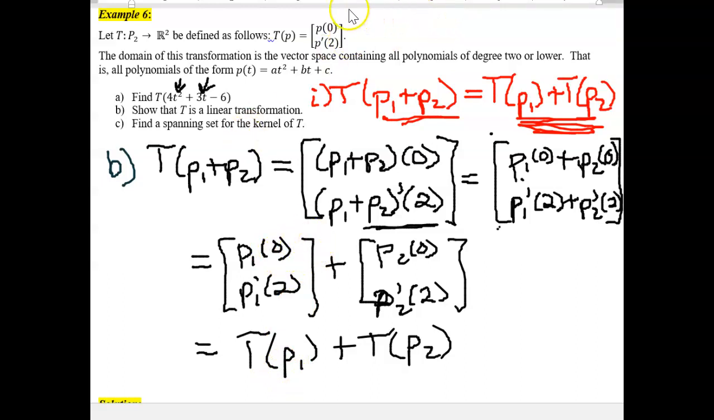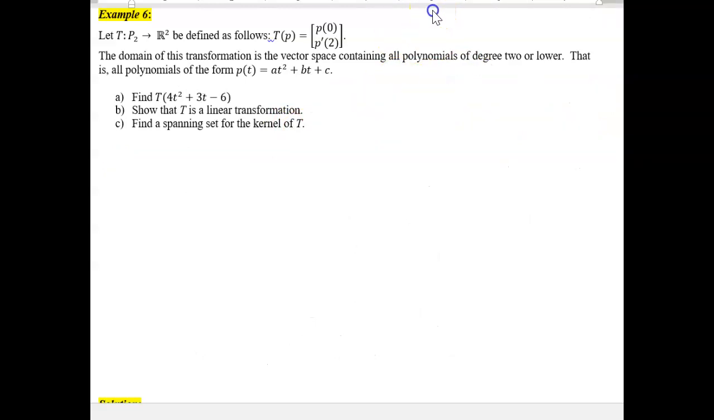Now the second property, let me list this up here. The second property that has to be satisfied is that T of a scalar c times the polynomial is equal to, we can pull the scalar out and write it as c times T of p. If T is a linear transformation, then you should be able to pull out scalar multiples, as well as distribute the transformation over a sum, like we did here. Okay, so I'm going to clear the screen again, and let me try to show that second property.